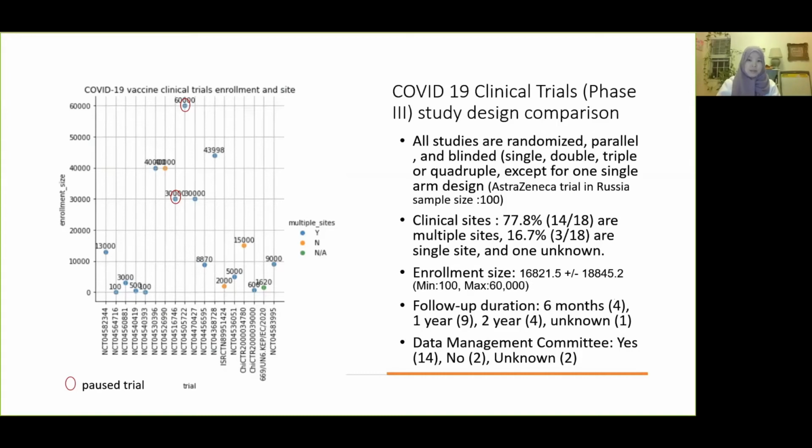The circled ones are the paused trials. Most of the trials are randomized, parallel, and blinded in study design. 78 have multiple clinical sites, with a DMC overseeing the data. Follow-up durations for those trials are mostly 6 months, 1 year, and 2 years.